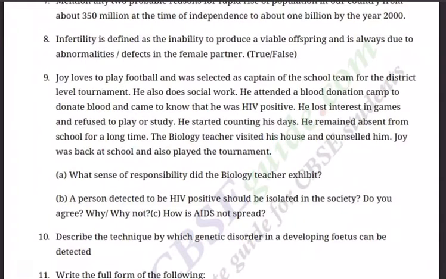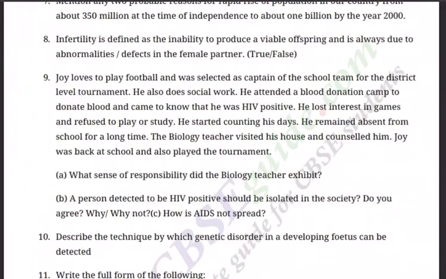Joy loves to play football and was selected as captain of the school team for the district level tournament. He also does social work. He attended a blood donation camp to donate blood and came to know that he was HIV positive. He lost interest in games and refused to play or study. He started counting his days. He remained absent from school for a long time.